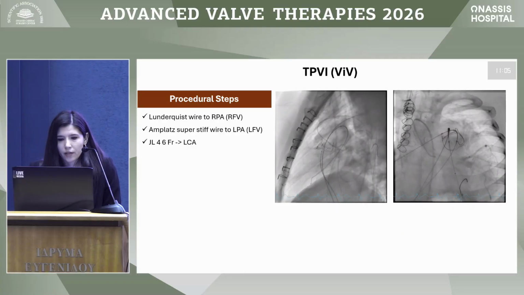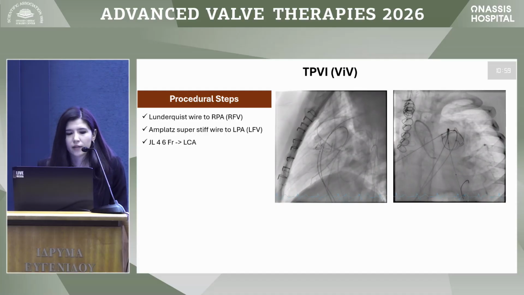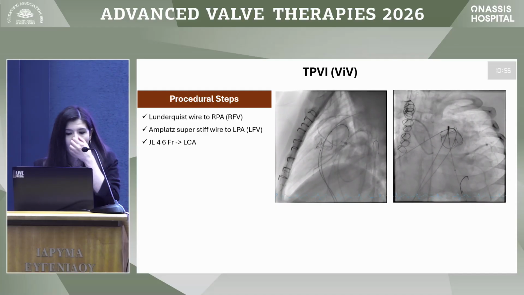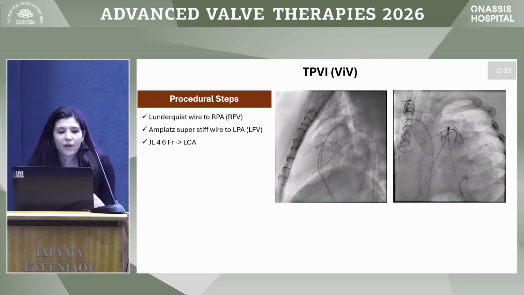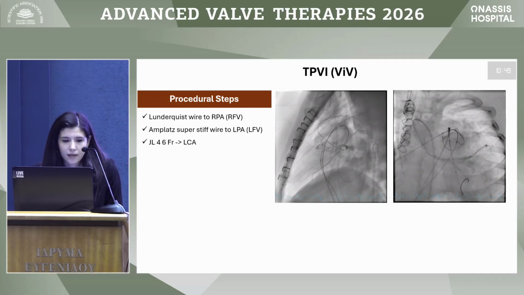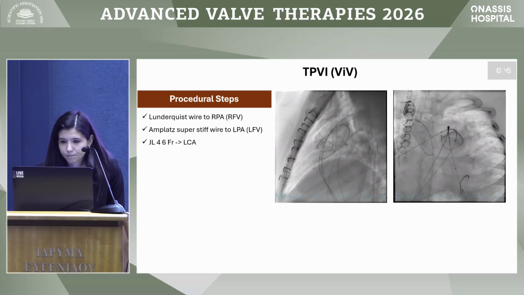So we advanced a Lunderquist wire to the right pulmonary artery from the right femoral vein and an Amplatz Super Stiff wire to the left pulmonary artery through the left femoral vein. And we also advanced, as I said, the Judkins left catheter to the LCA.